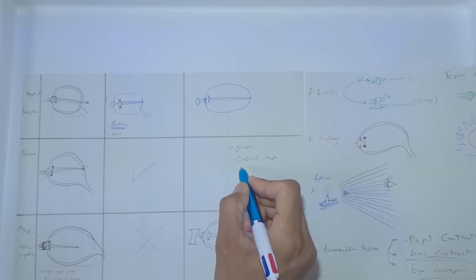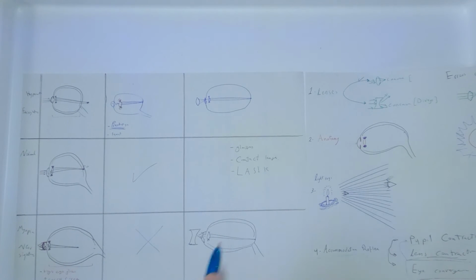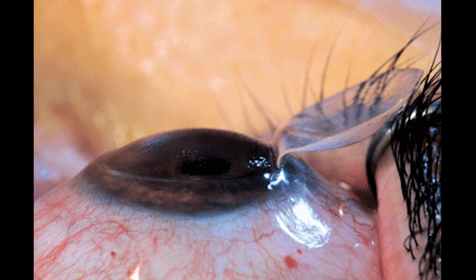And last thing, there are some surgeries like LASIK. In LASIK, you basically cut a flap into the cornea, and using the laser, you try to reshape the cornea in a way that would compensate for the error of refraction.